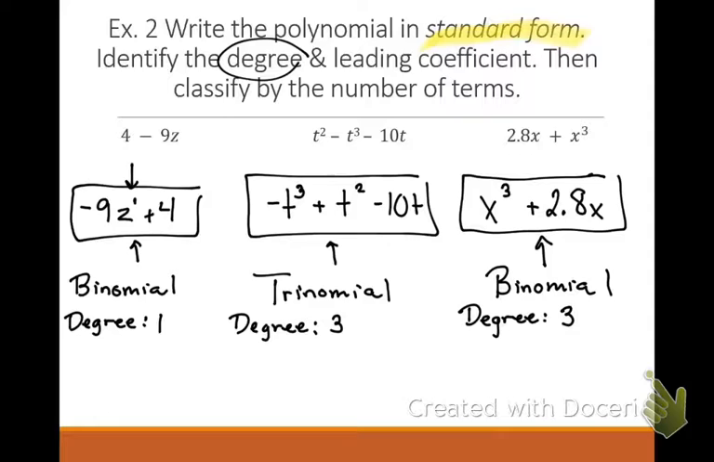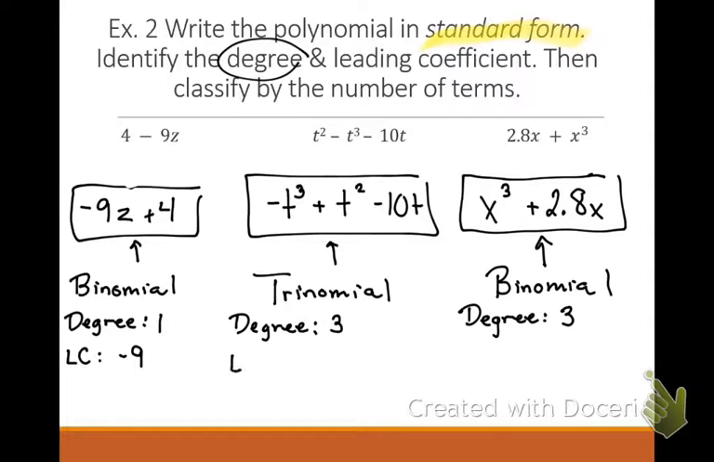Okay? Now I'm going to call it LC for leading coefficient. That means when the expression is written in standard form, this is the very first coefficient that I see. Okay, remember what a coefficient is. It's the number part connected to the variable. All right, so let's look at the first one. The very first coefficient that I see is what number? Negative 9. So my leading coefficient is negative 9.